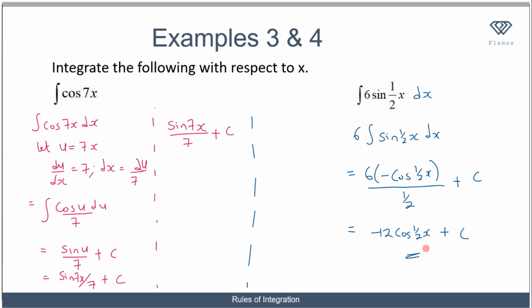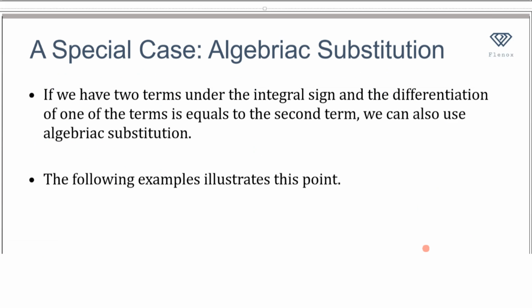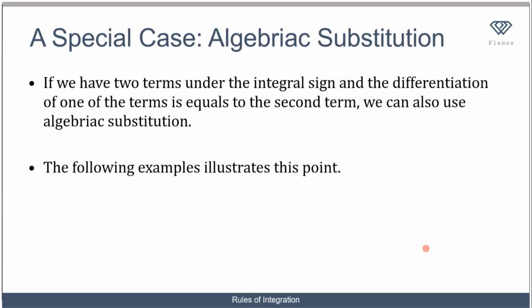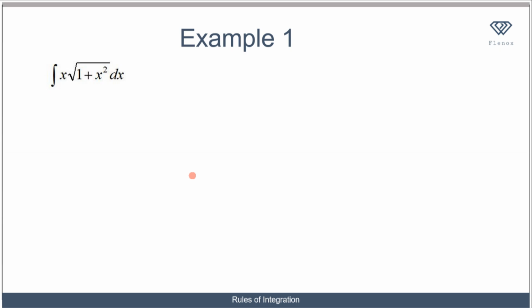So now let's move on to a special case of algebraic substitution. If we have two terms under the integral sign and the differentiation of one of the terms is equal to the second term, we can also use algebraic substitution. The following example illustrates this point. In this example, we are told to integrate this function over here.